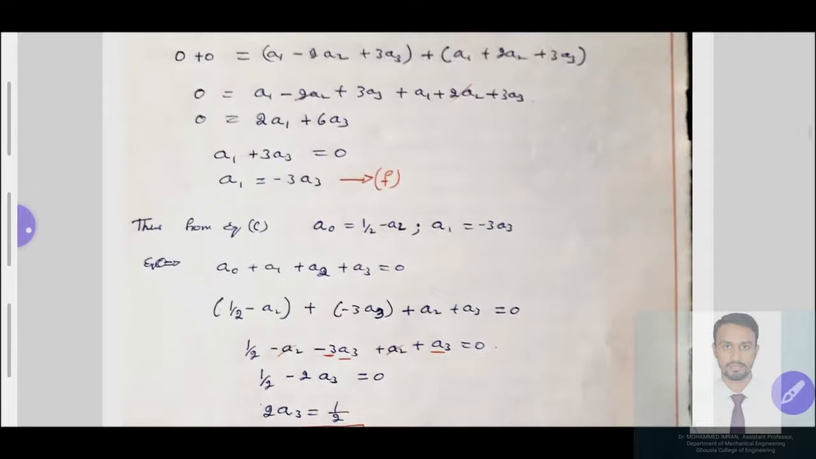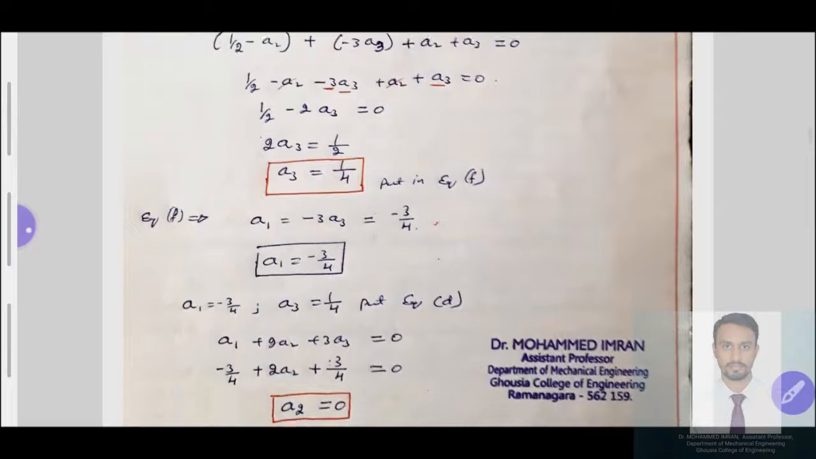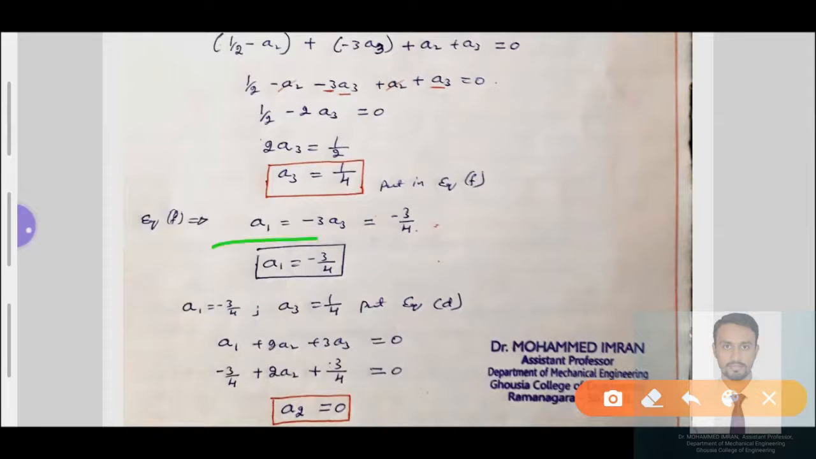number F. Why? The equation number F is in terms of a1. a1 equals minus of 3a3, so substitute that value of a3 in equation number F. Then a1 equals minus 3a3 equals minus 3 into 1 by 4, so a1 equals minus 3 by 4. We got two values, a1 and a3.